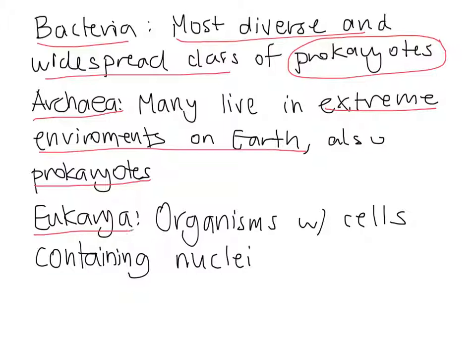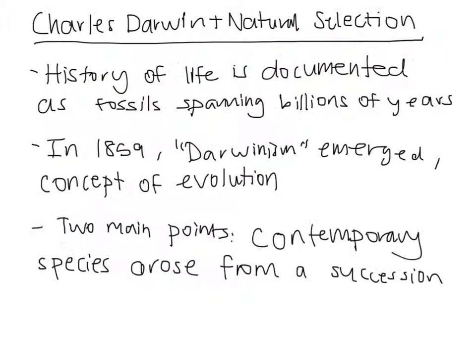Eukarya, the third domain, which we are probably most familiar with, is made of organisms with cells that contain nuclei. The main kingdoms in the domain Eukarya are Plantae, Fungi, Protista, and Animalia. The three main kingdoms, Plantae, Fungi, and Animalia, are mainly distinguished by their modes of nutrition.